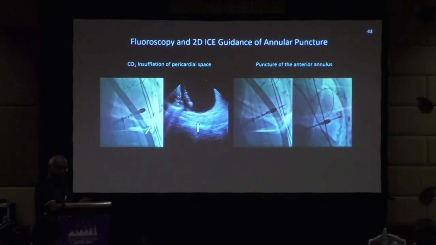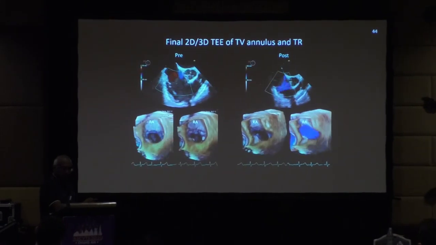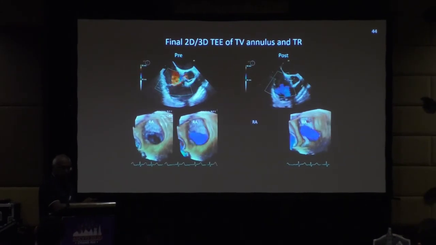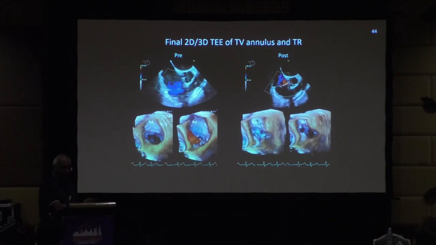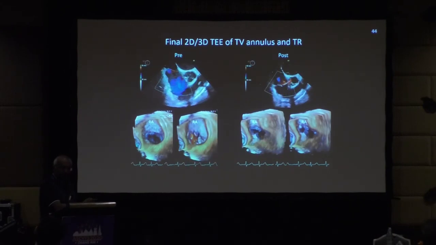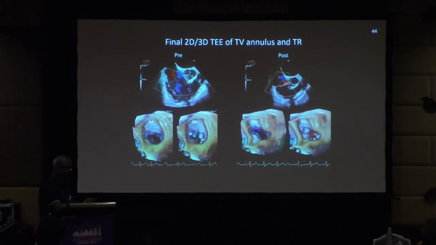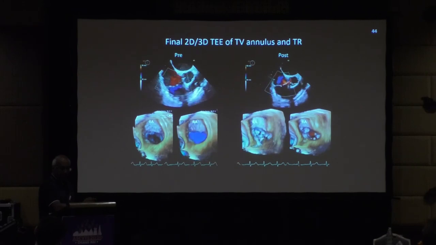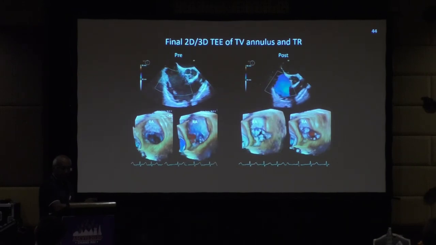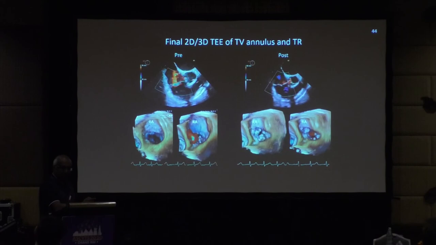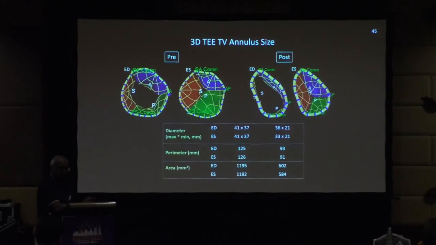right there, and then we cinch that coil through the delivery system, and you can see the TR on the left at baseline and TR after cinching the annulus with the coil outside the heart in the pericardial space, a significant reduction. You can see this in real time. So here, TEE is sufficient for the most part, although intracardiac echo has some role during this procedure. And you can see the change in annulus pre and post.